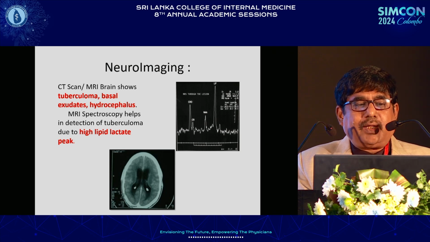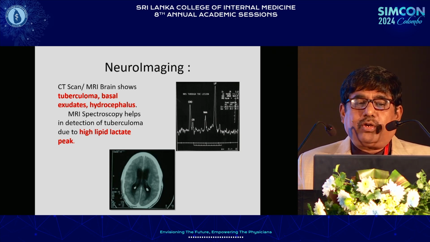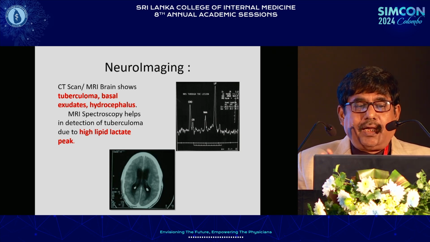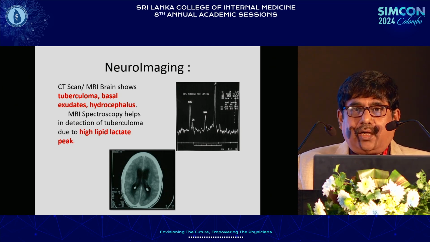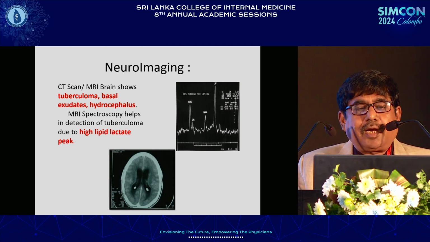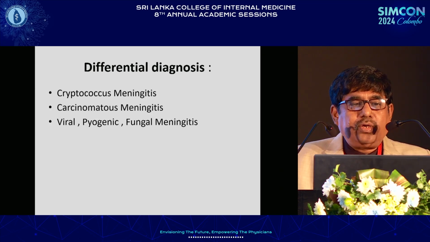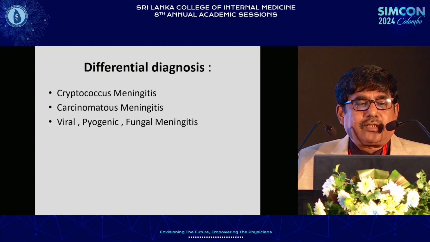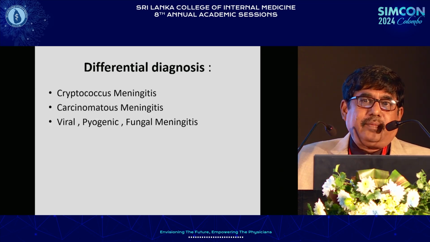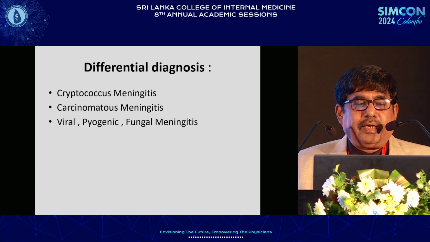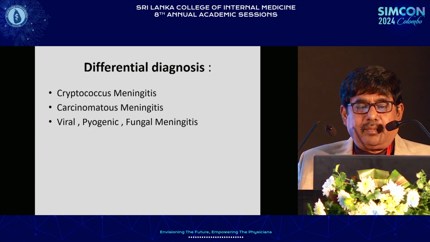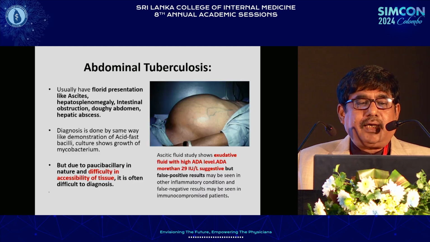Usually the patient has tuberculoma, basal exudate, hydrocephalus. These are very highly suggestive with a high lipid lactate peak. The etiology of the presentation can be tuberculosis. And always remember, in CNS tuberculosis, exclude the differential diagnoses, particularly if the patient is immunocompromised. One is cryptococcal meningitis, carcinomatous meningitis, and other bacterial or fungal meningitis.